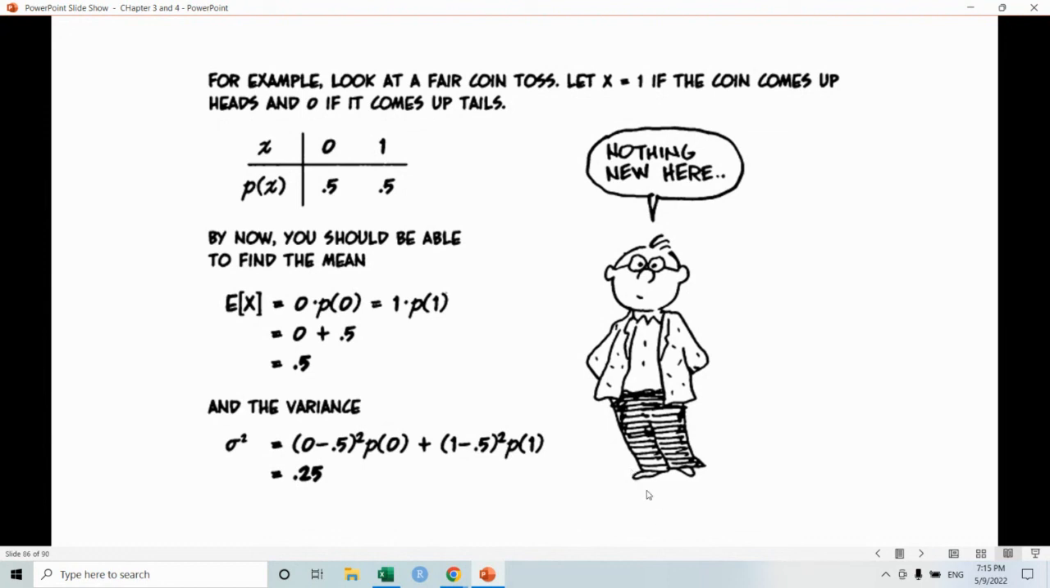And the variance is the outcome minus the mean squared times the probability, plus a particular outcome minus the mean squared times its probability. So, the variance is 0.25. Standard deviation would be the square root of that.